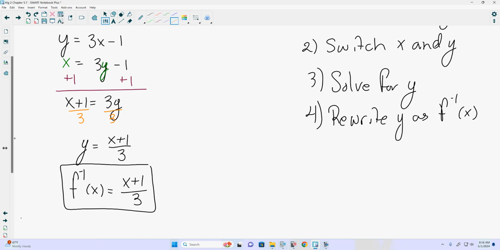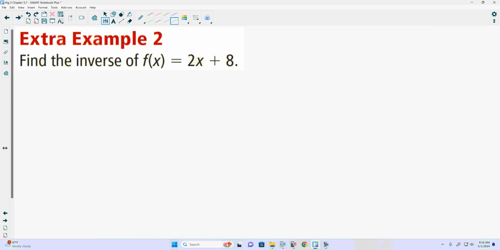Questions on this here? Let's look at the next one. Find the inverse of f of x equals 2x plus 8. First step, replace f of x as y. What's our next step? Switch y and x, switch x and y. So we have x is equal to 2y plus 8.